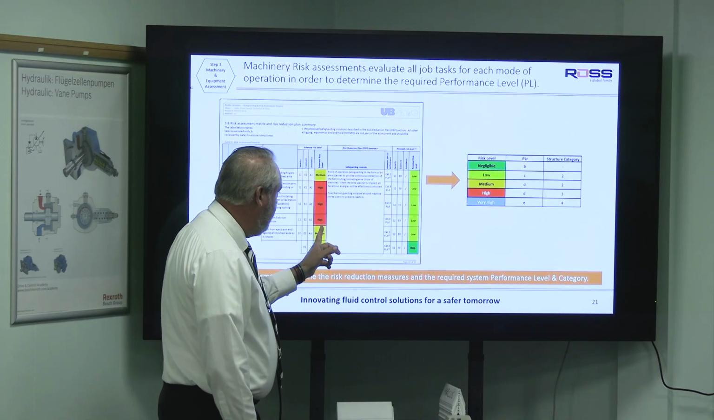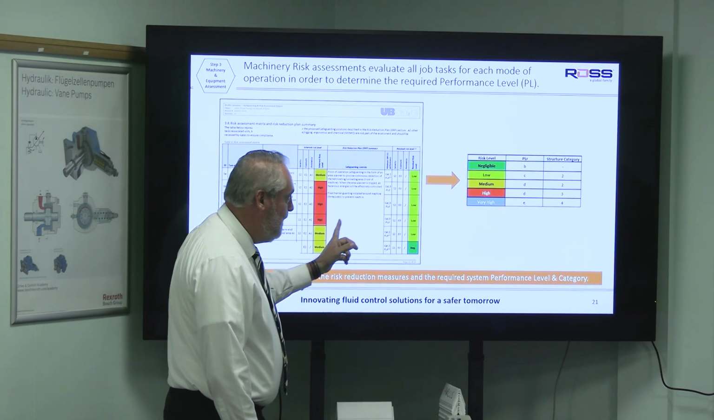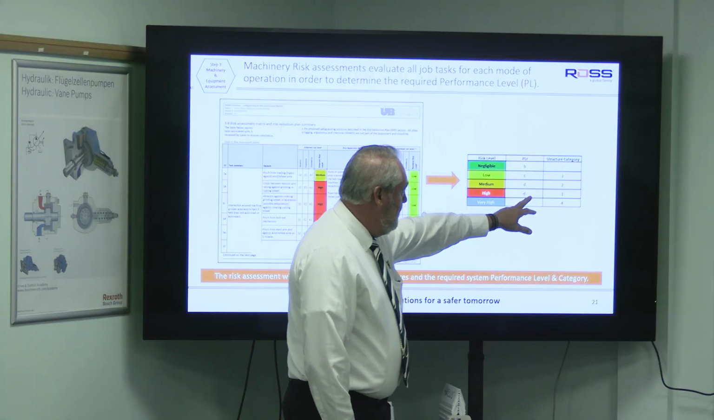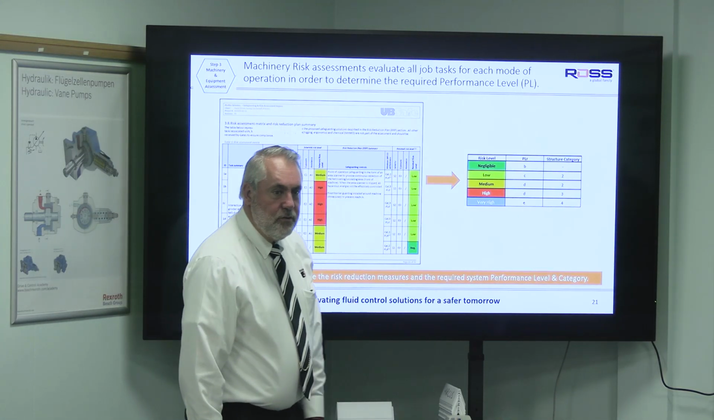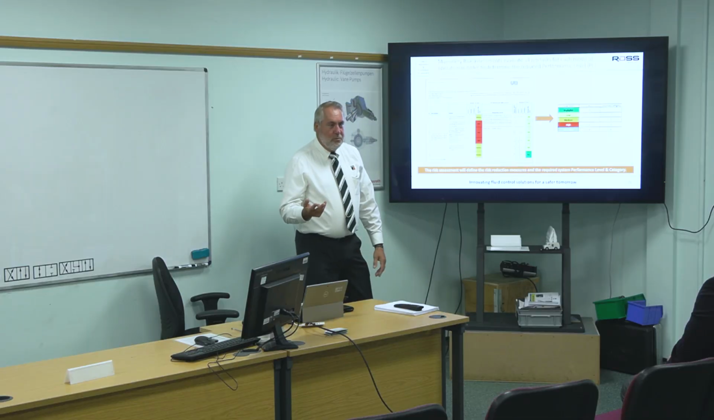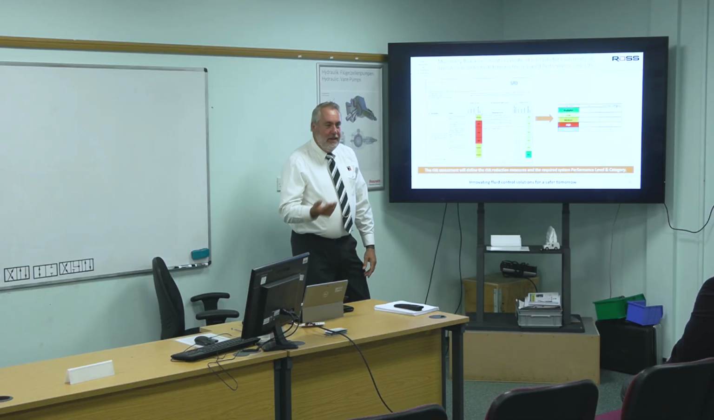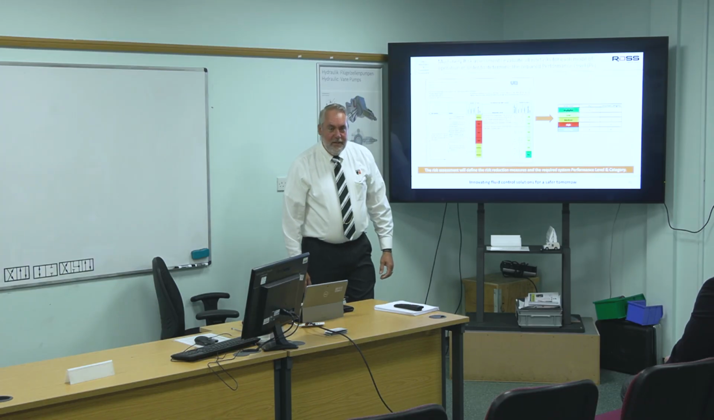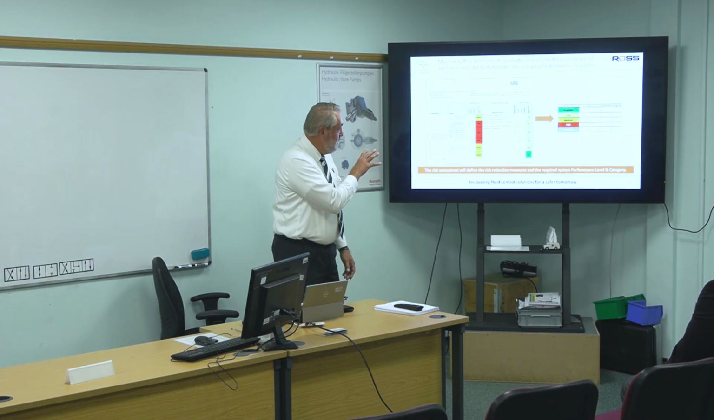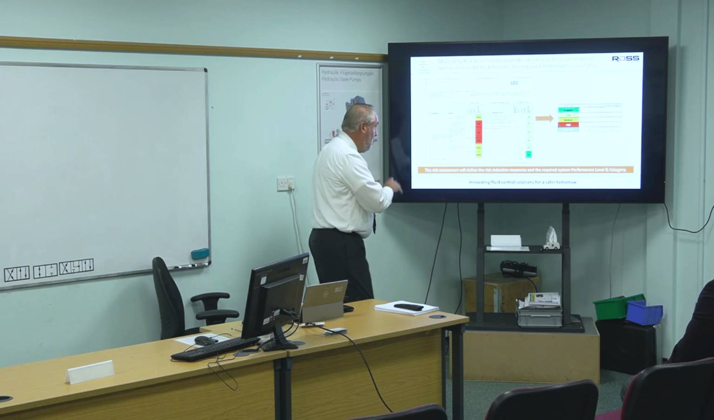In this case, we had some nice red stuff here, high. And that tells me that I need to design my system to meet performance level D and category 3 structure. What that means, it's got to be a dual channel safety valve. And it's got to have the right level of diagnostics to be able to meet performance level D. So that's the way the risk assessment process works.